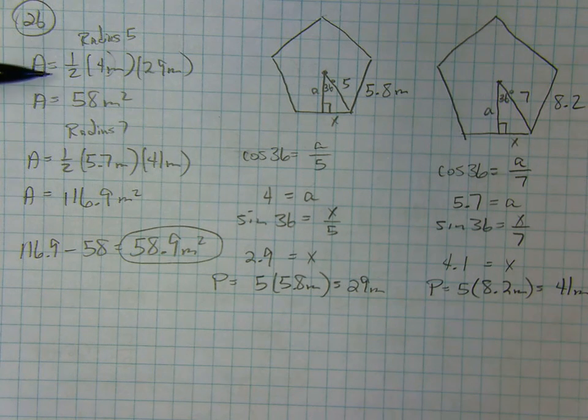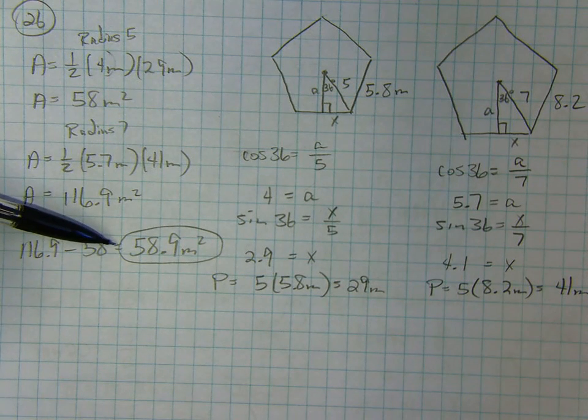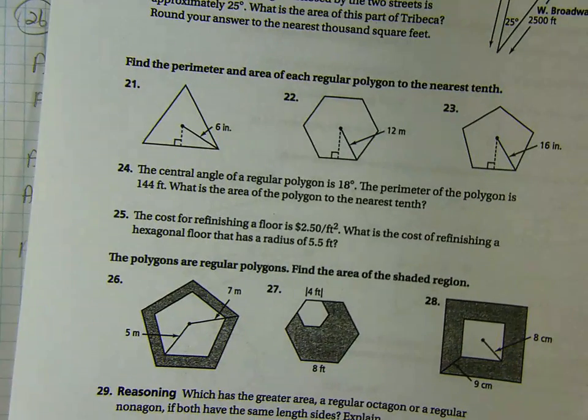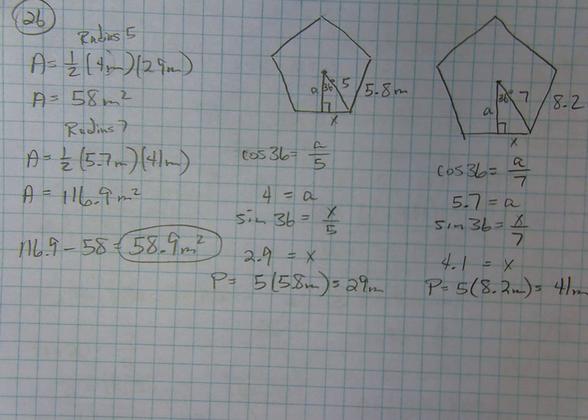I use the apothem times perimeter for the pentagon, the 5-sided, or the one with a radius of 5. They're both 5-sided. It's 58 area. For the one with a radius of 7, it had 116 area. So 116.9 minus 58 left me with 58.9 meters squared. So that was the outside area. And it's kind of odd that that outside gray area is actually larger than the white area inside. But that's the way it worked. That's what it came out to be.